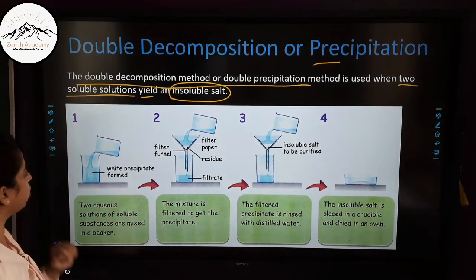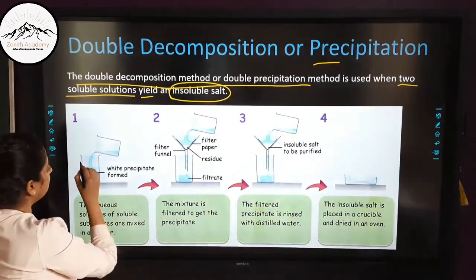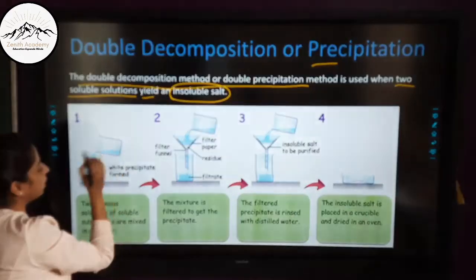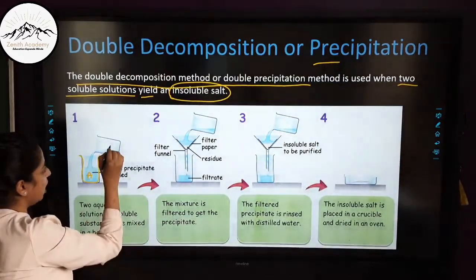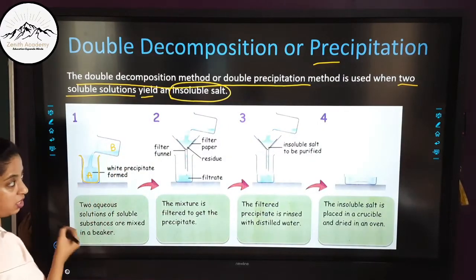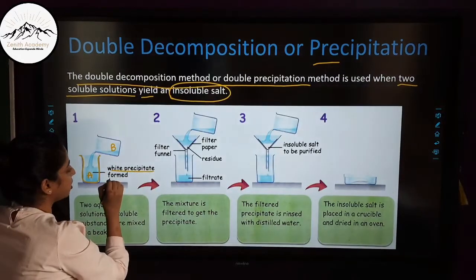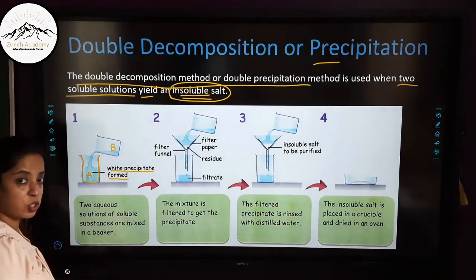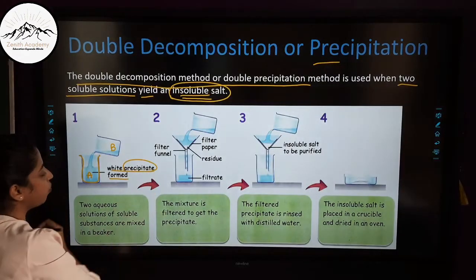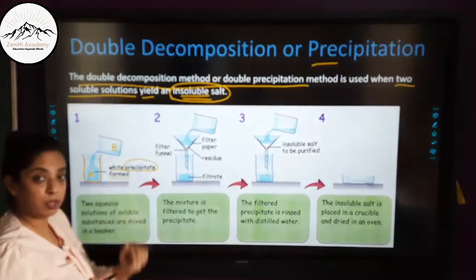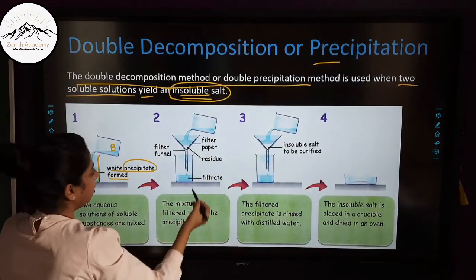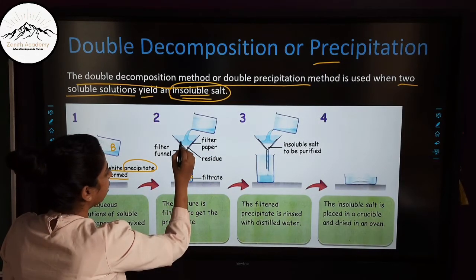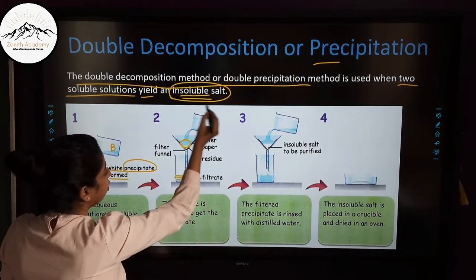So now we have to take 2 soluble solutions. Here I have taken a beaker in which I have taken a salt solution. In another beaker I have taken another salt solution. Say this was salt solution A, this was salt solution B, and I mixed it. When I mixed it, I saw a white precipitate which has been formed, and this white precipitate is for this insoluble salt. Now once a precipitate is formed, we know that we have got an insoluble salt. Then we filter it using a funnel and a filter paper, and this is the filtrate, and whatever is remaining here is the insoluble salt.